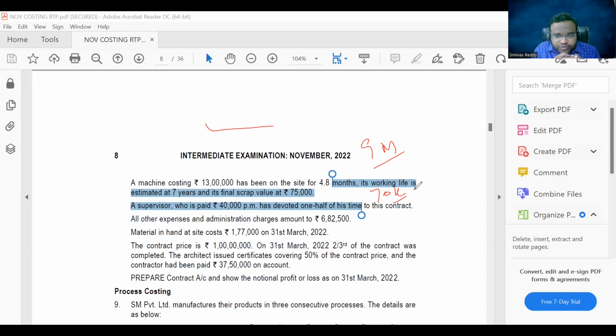A supervisor who is paid 40,000 per month has devoted one half of his time to this contract. That means 20,000 rupees you need to debit for how many months? 9 months. 20 into 9, 1,80,000. That is the supervisor salary. All other expenses, administration charges, amounted to 6,82,500. So you have materials issued.